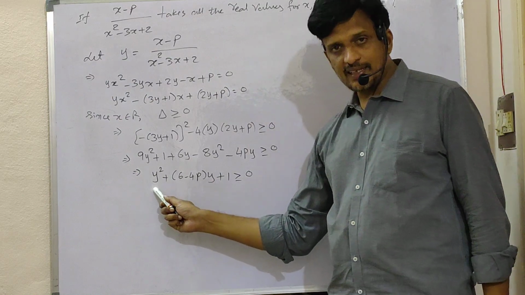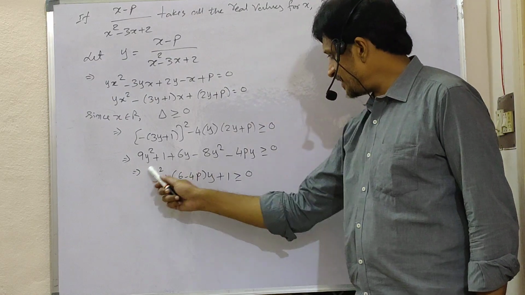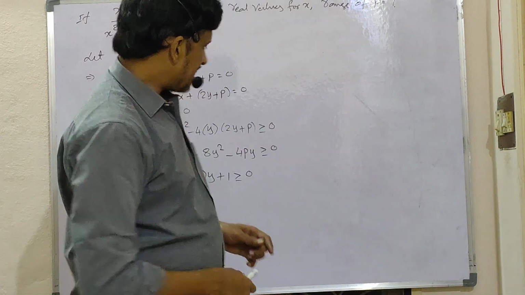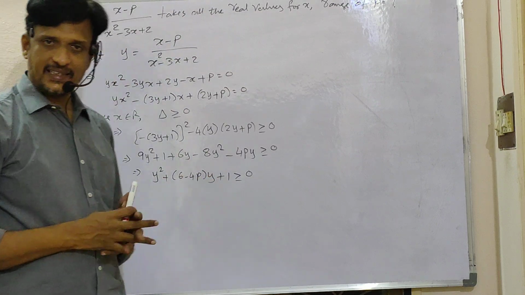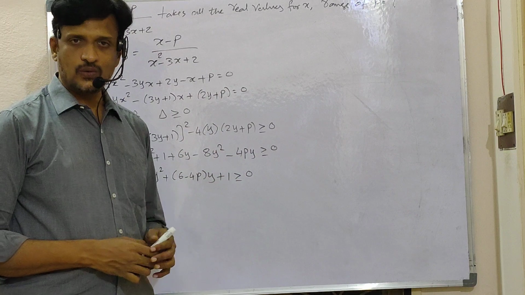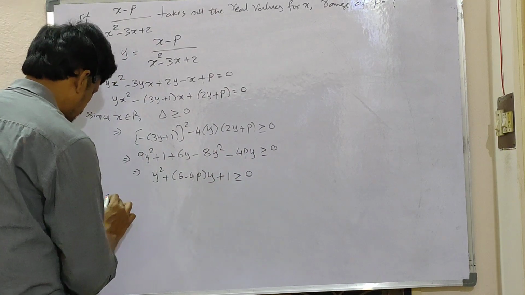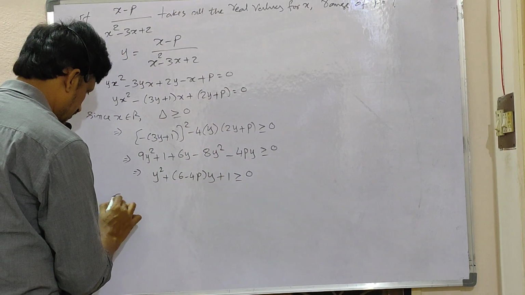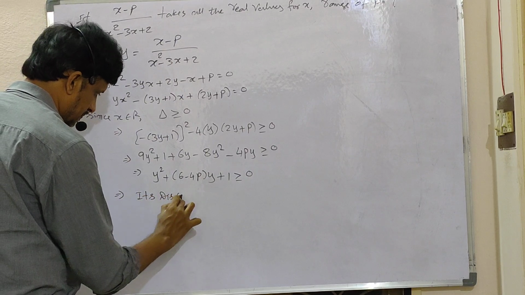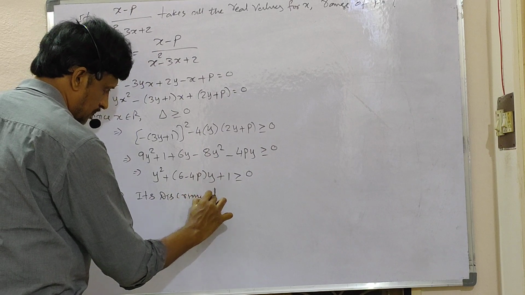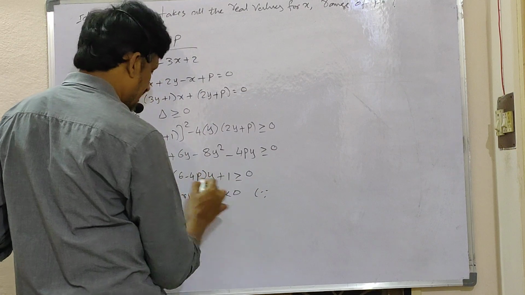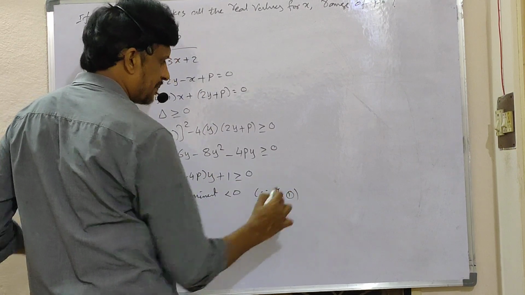Quotient of y square is 1, that is positive. And this expression is greater than or equal to 0. Greater than means positive. So that expression and a have the same sign. This is possible only when its discriminant is less than 0, which implies its discriminant is less than 0 since theorem 1. Just check the statement of theorem 1.